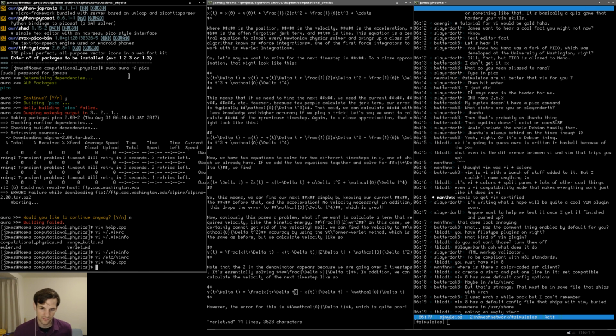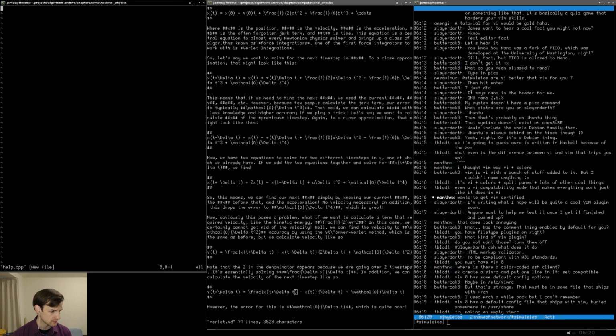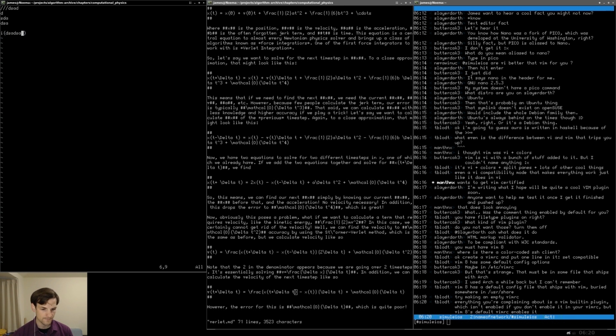Vim8 has a default config file that ships with Vim, buried somewhere in user share. Yeah, fair enough. So let's do touch .vimrc, vim help.cpp. Yeah, this is better. But I think it still does a highlight. It still does a highlight, you know? That's still an issue. Things like that.